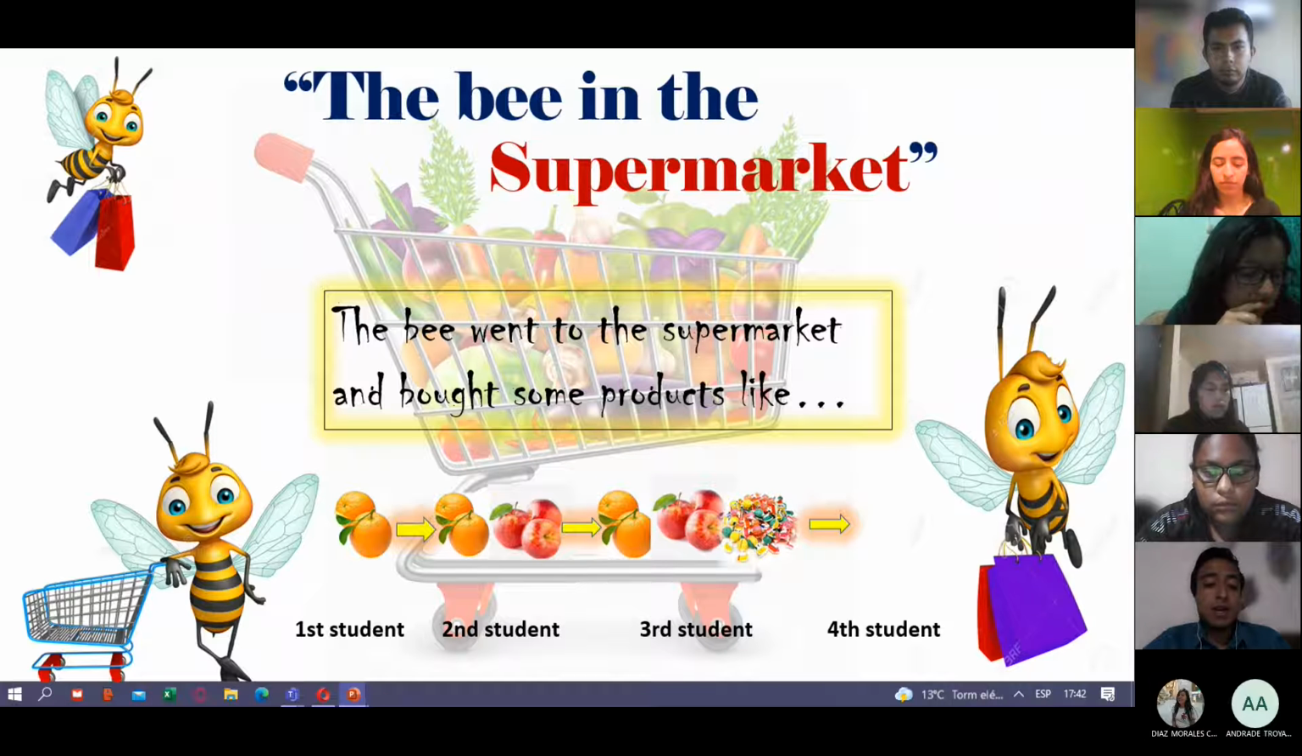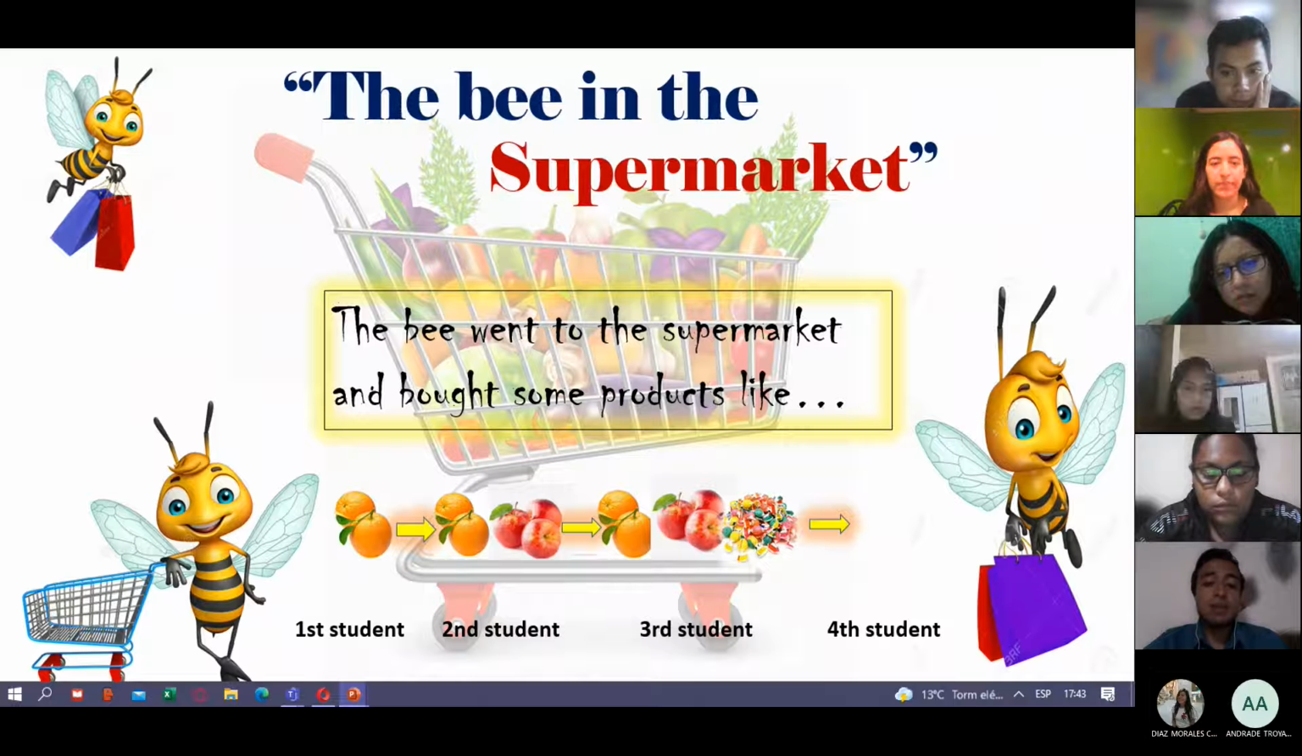The first student has to say this phrase: the bee went to the supermarket and bought some products like, and then a product, in this case oranges. Then the second student says the same phrase plus the product the classmate said before and adds a new product, for example, oranges and apples. Then the third student continues: oranges, apples, and candies.